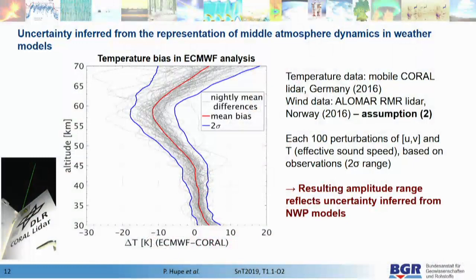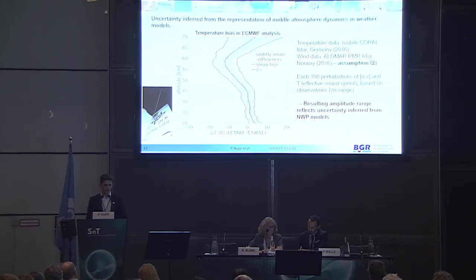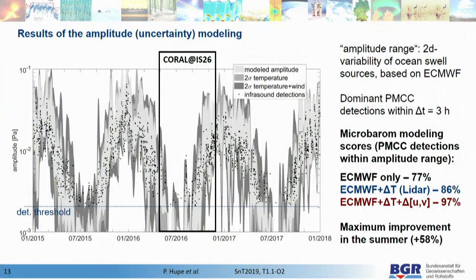So it's not too much, but of course we need wind information, and unfortunately this LiDAR is not capable of measuring wind. So we used wind data from the Alomar LiDAR in Norway, which showed a similar bias in the temperature measurements, so we assumed that the wind measurements can be applied here. In general, we computed 100 perturbations for wind and temperature applied to the ECMWF model, which are based on the observations. So we don't have daily-based comparisons, but apply perturbations to the whole time period. And this finally results in different amplitude ranges, which are shown here.